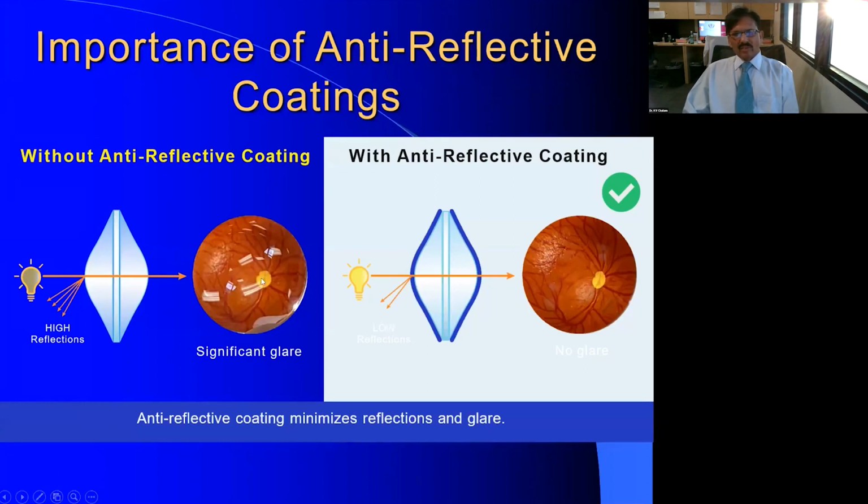And so that gives you, as you can see, from the left-hand side to the right-hand side, you don't have any reflections. This becomes really important because the more illumination you use, especially if you have media opacities, the higher the reflections are. So one has to be cognizant of those things.